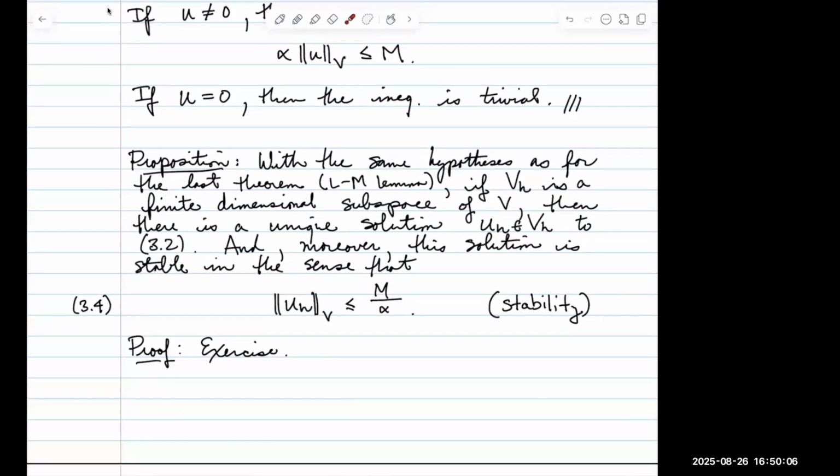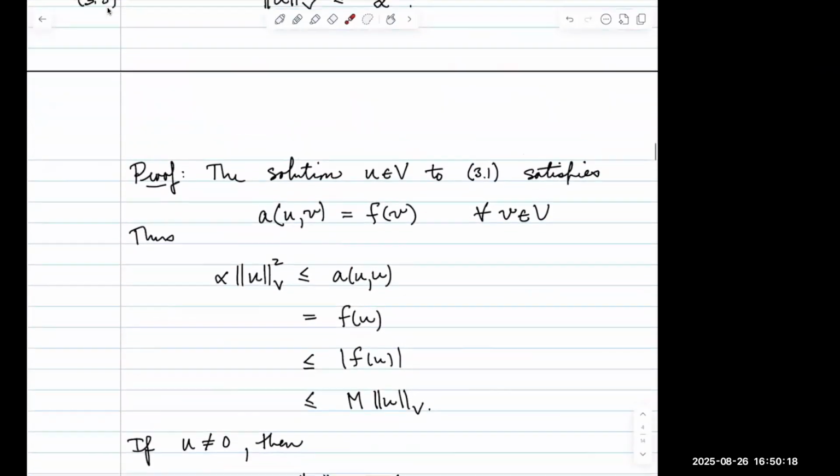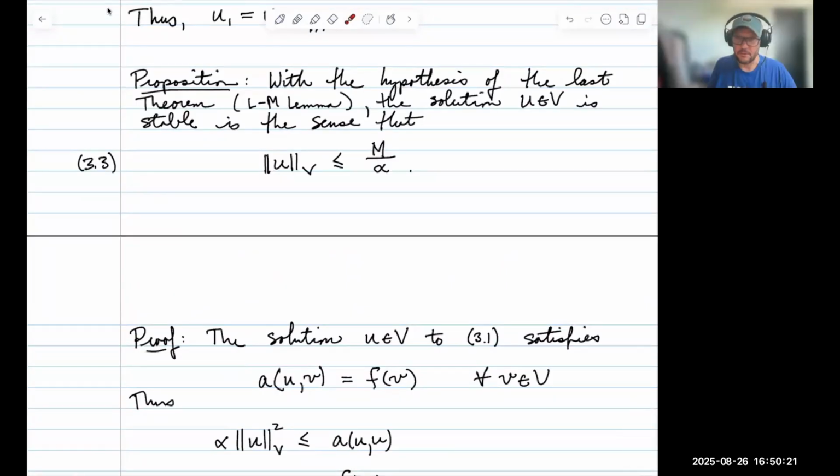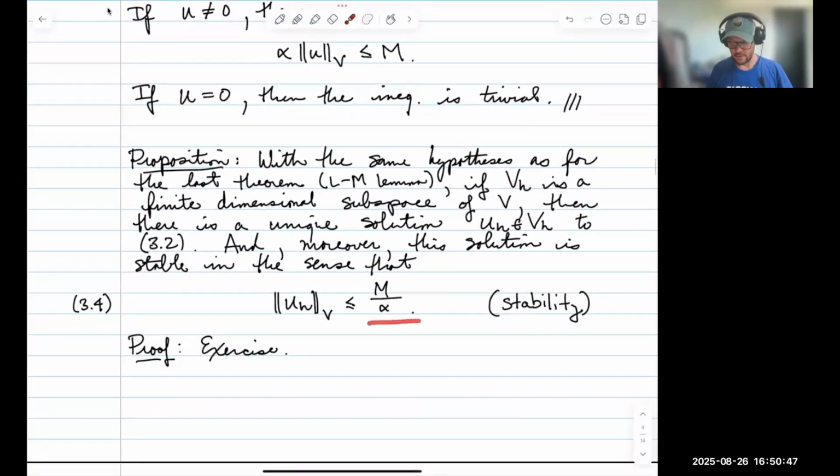Okay. Quick question. Yeah. So the M and the alpha for 3.4, is that going to be the same or have some sort of connection to the M and the alpha in 3.3 for the infinite dimensional space, V? Great question. Yeah. They're exactly the same. Because remember, F and A are like the data. They define the problem. So yes, the answer to your question, M is set by F and alpha is set by the A bilinear form. They are the same in 3.3 as they are in 3.4.